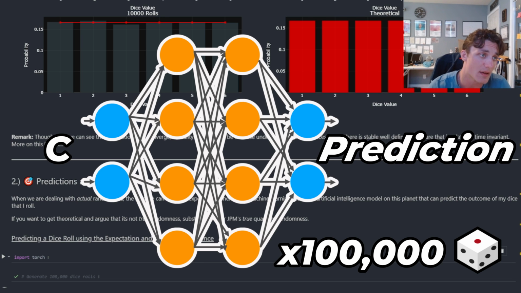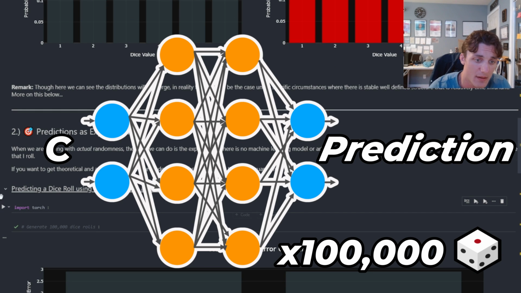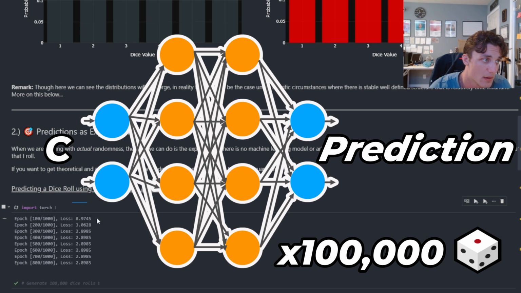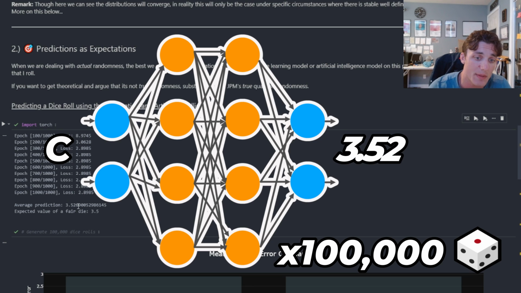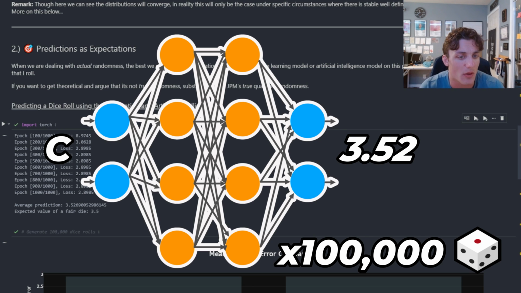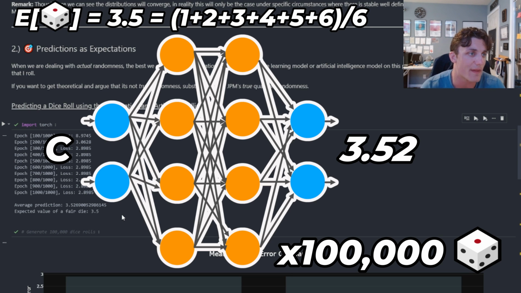So I'm going to do this a very large number of times to train the neural network. I'm training my neural network here, and it looks like the prediction for the neural network is 3.52. But what is the expected value of a dice roll? Well, it's 3.5 after all, if we just add up all of the numbers on a dice and divide by the total number of numbers, right? That's just the simple average.